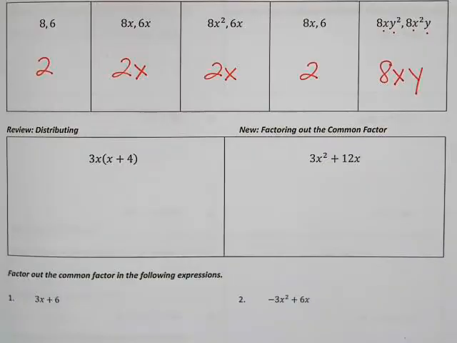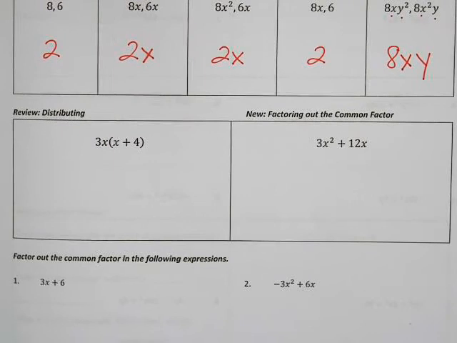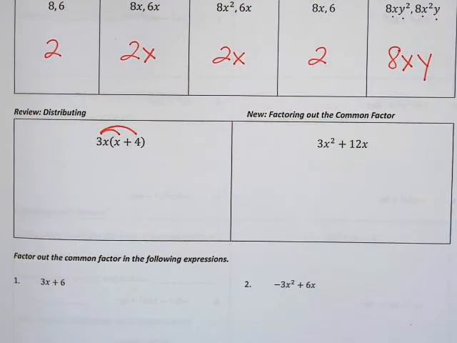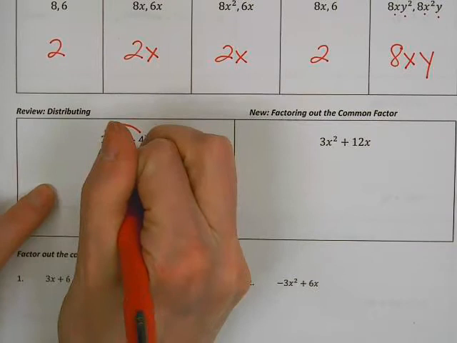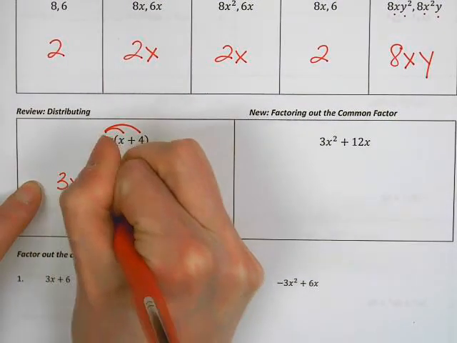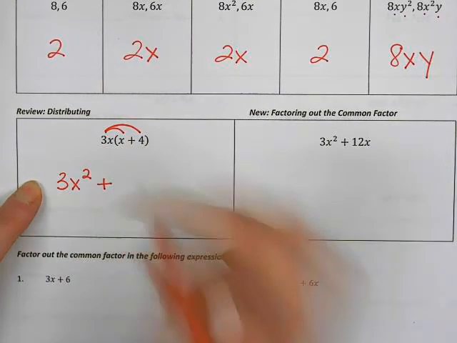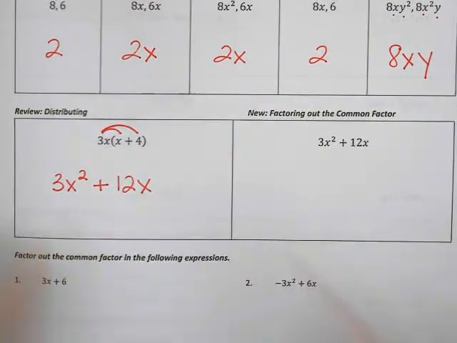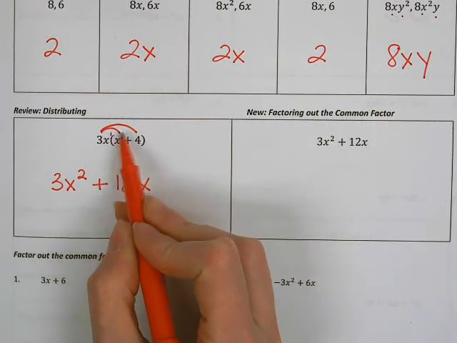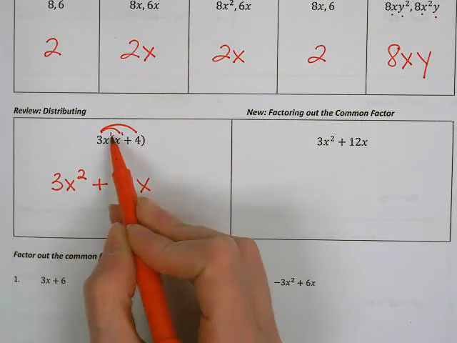Okay, but now the big part, actually factoring the GCF out. So just a reminder, we know how to distribute. So when you distribute, you multiply. 3x times 1x is 3x squared plus 3x times 4 is 12x. And remember, when you multiply, you add the exponents, and that's where that 2 came from.